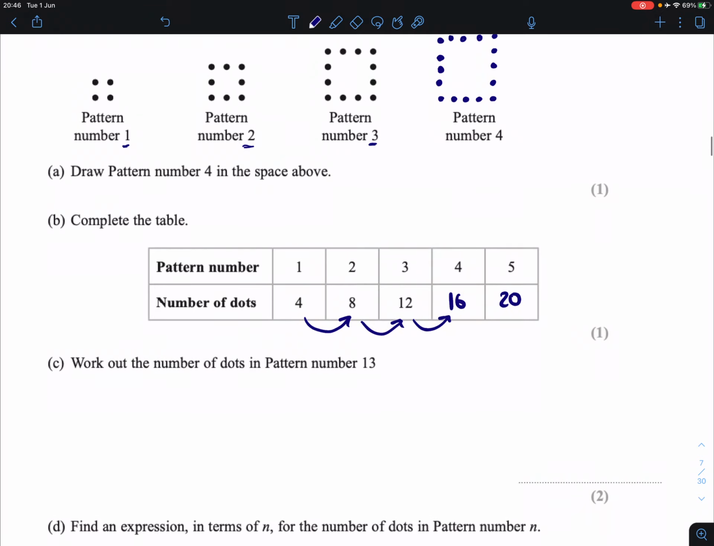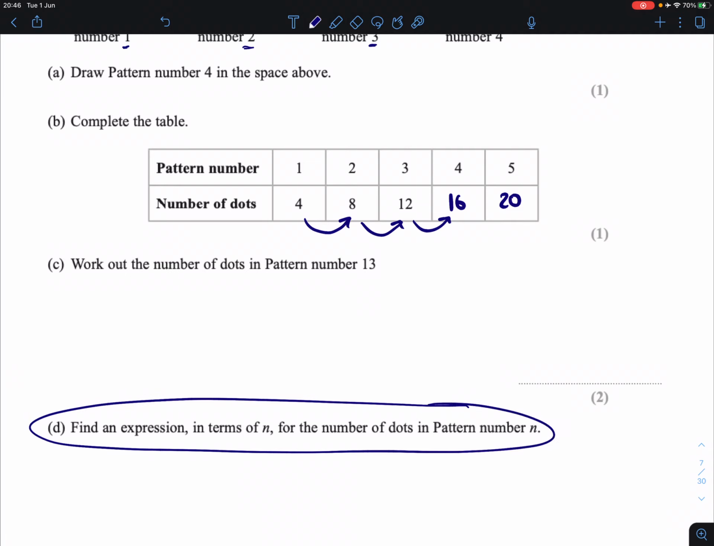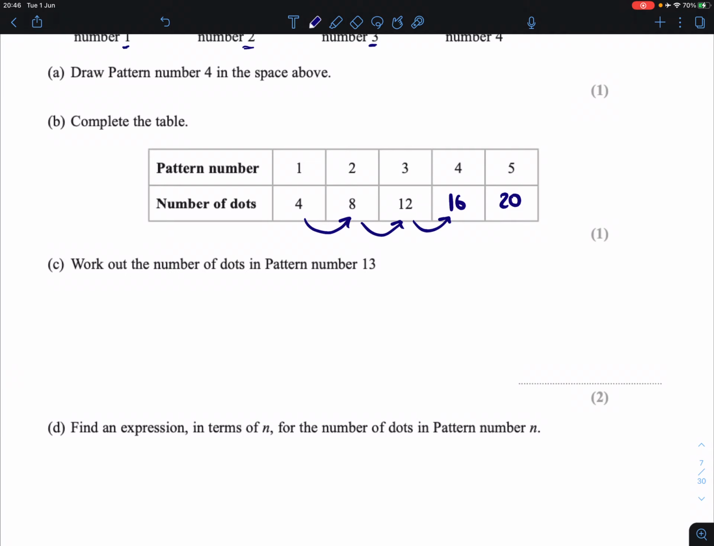Part C, work out the number of dots in pattern 13. Well, you could keep going all the way up to 13 and keep adding 4s. There is another way that you can do this, and that's actually by answering part D first, where you figure out the formula that is connected to the pattern number and the number of dots.